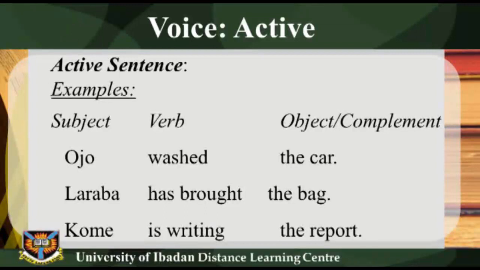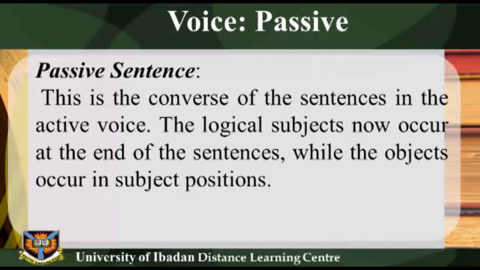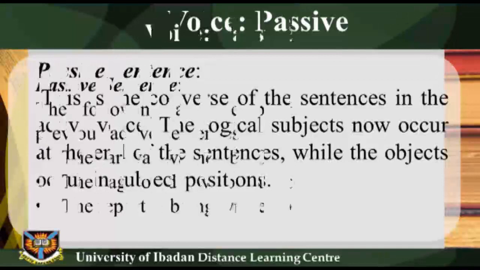In these sentences, each of the subjects, Ojo, Tinu, Laraba, the students, and Kome, is said to be performing some action in the sentence in which it occurs. In passive sentences, the logical subject swaps positions with the logical object. In addition, the preposition by, which shows the agent, is introduced before the logical subject, and an appropriate auxiliary item is introduced before the verb.